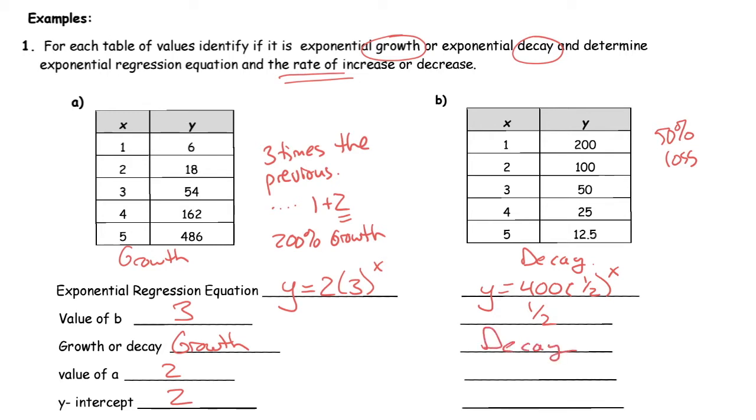Okay, now the value of A there is going to be 400. And just like before with the characteristics of the graph, that means that my y-intercept, if I was to plot this, is going to be 400. Okay, now let's take a look at another one.